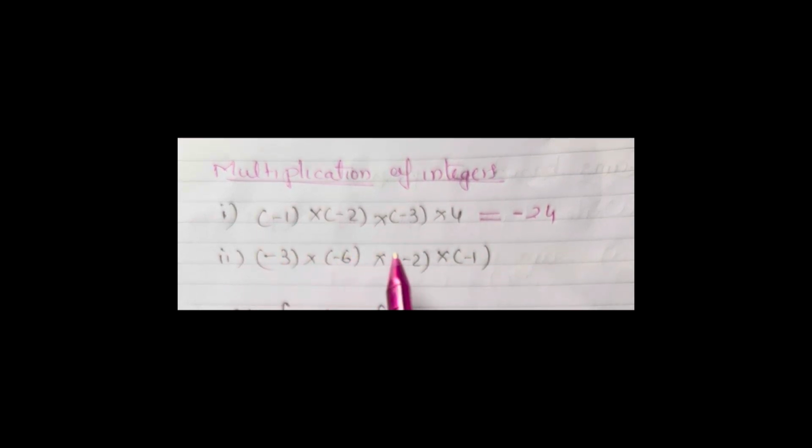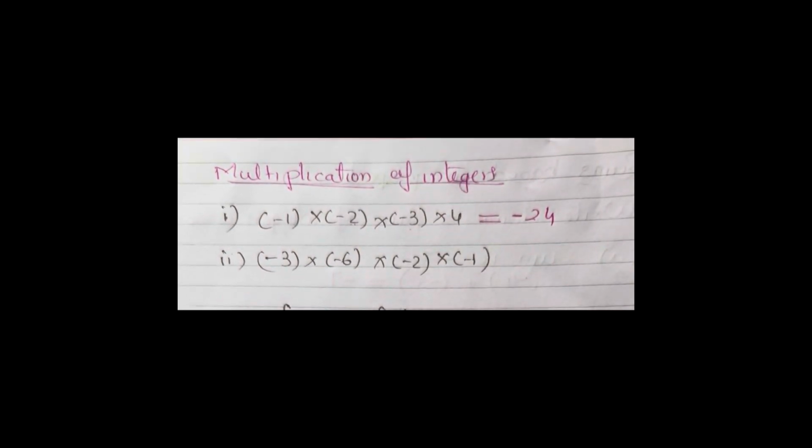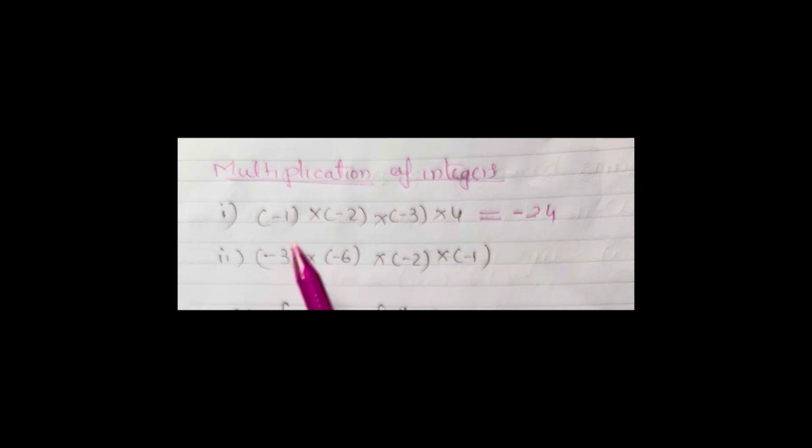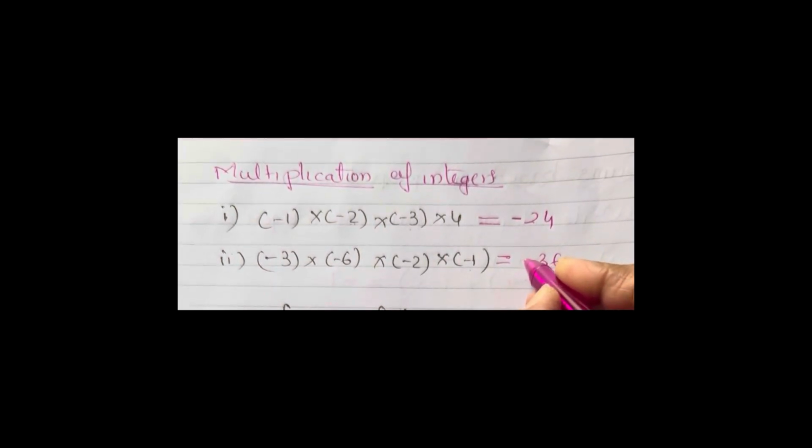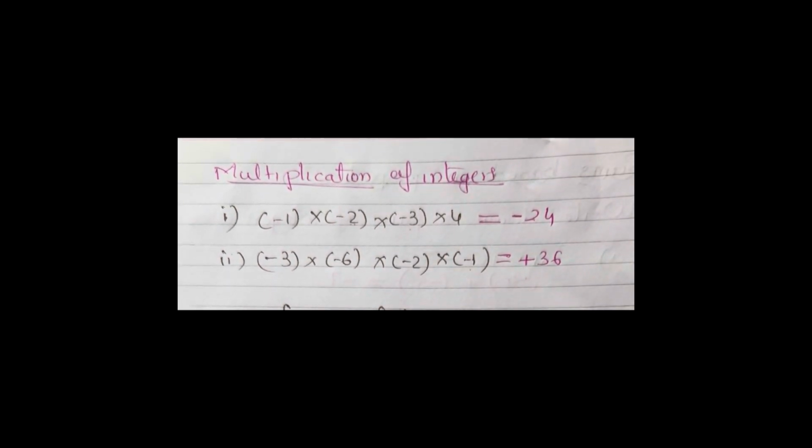Now here, see the second example. Here, the negative sign is 4 times. 4 is even, right? It is 4 times. So, first we multiply the numbers. 3 6s are 18, 18 2s are 36. Now, you can see if the negative sign is an even number of times, the answer will be positive. So, the answer is plus 36. Okay.